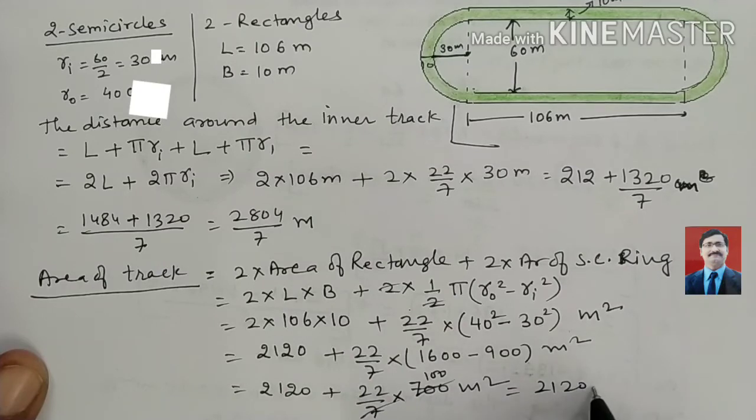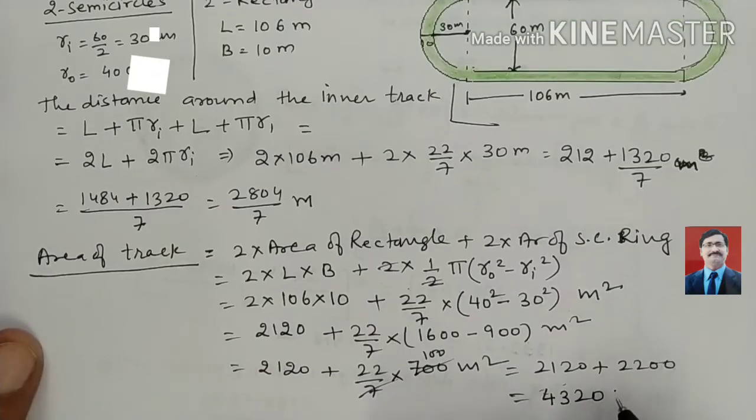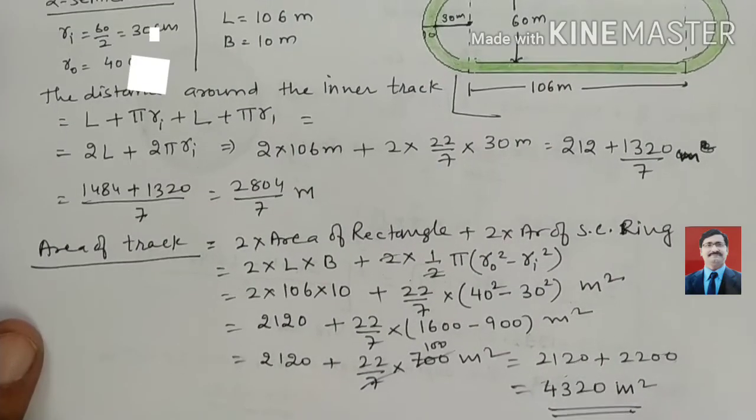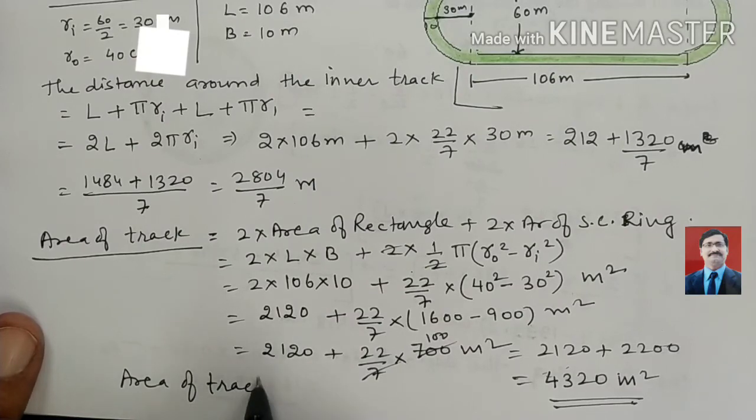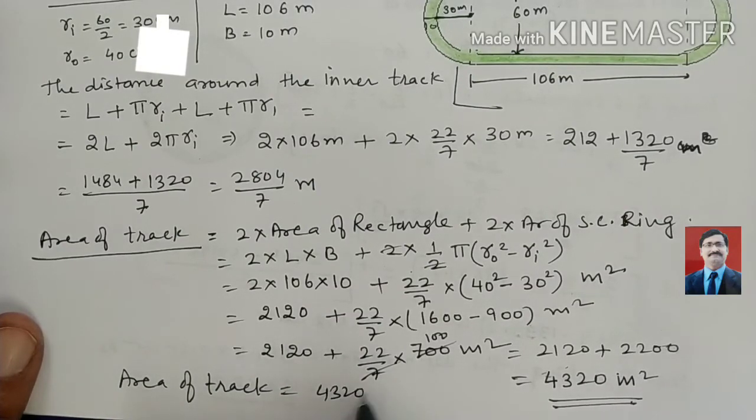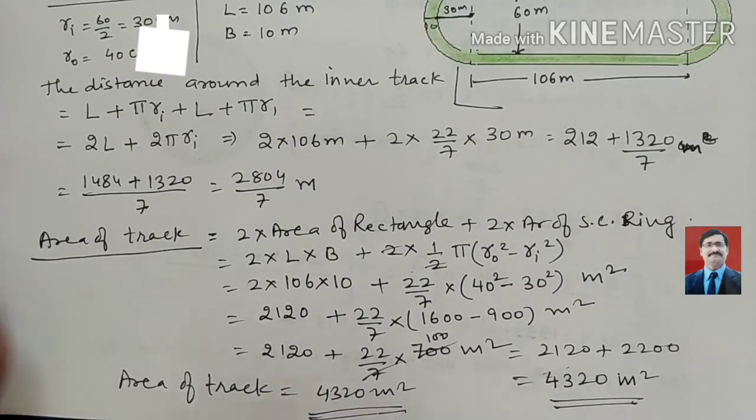So 2120 plus 2200, and we add these, we will get here 4320 meter square. This is the area of the track. So we can write here area of track equal to 4320 meter square. All of you understand this? This is very simple and very important also.